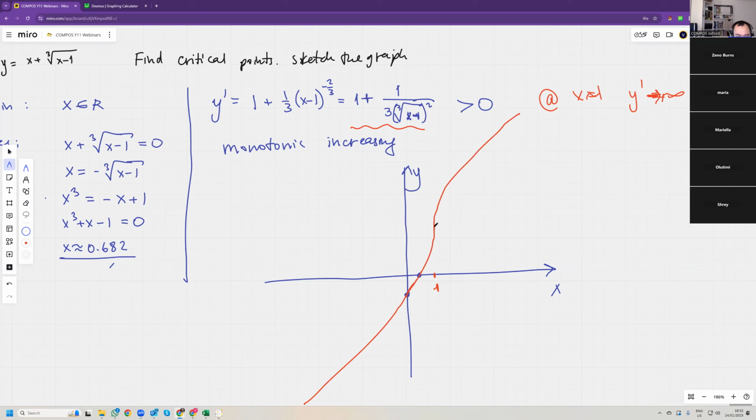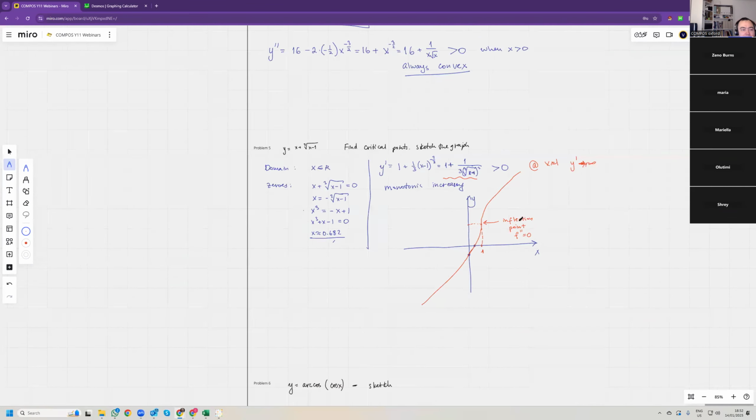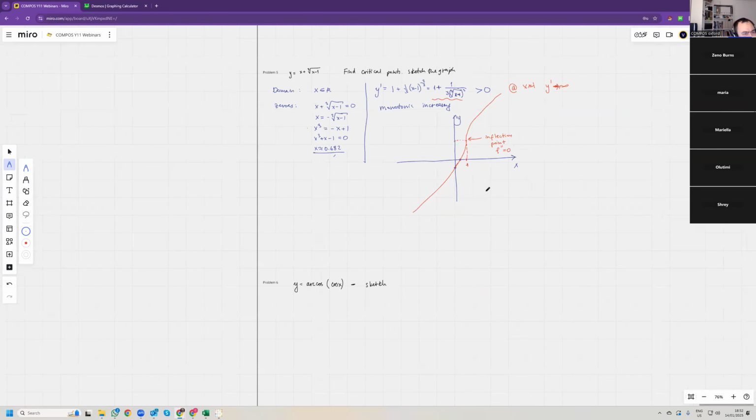Like this. This is called a point of inflection. Inflection point. This is a point where the second derivative is 0. Well, in this particular case, the first derivative doesn't exist. Okay, that's quite cool.